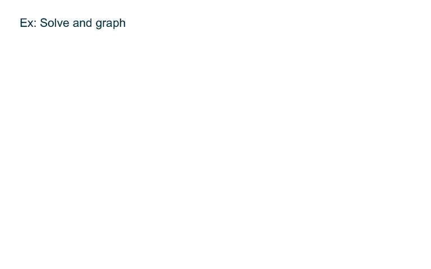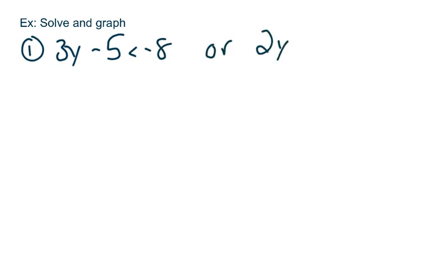Okay, solving or inequalities is pretty straightforward as well. So number one here, we'll have 3y minus 5 is less than negative 8, or 2y minus 1 is greater than 5. So obviously the steps are going to be different from one inequality to the other. So really with this, when we've got or inequalities, all we need to do is solve each inequality individually and then graph our answer on one number line.